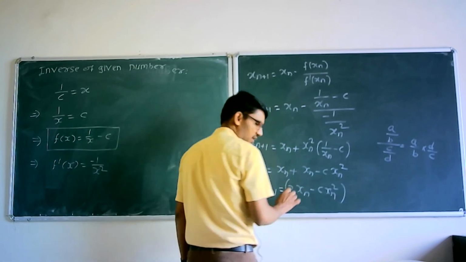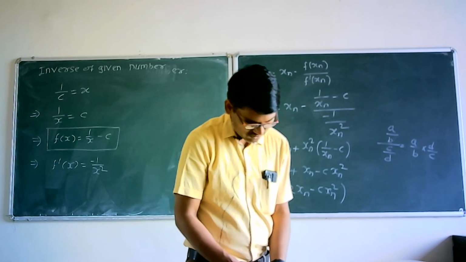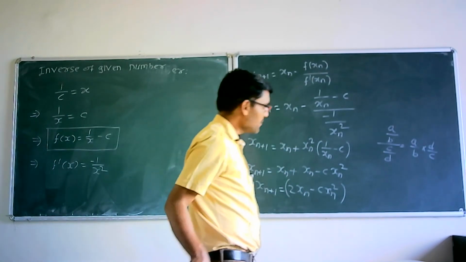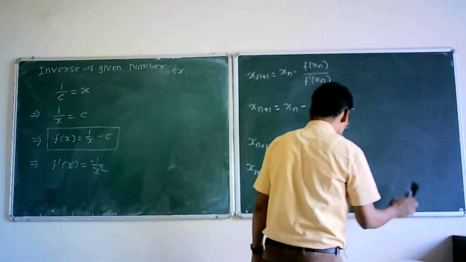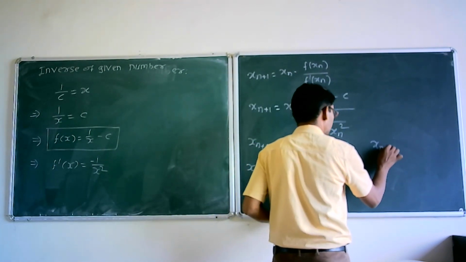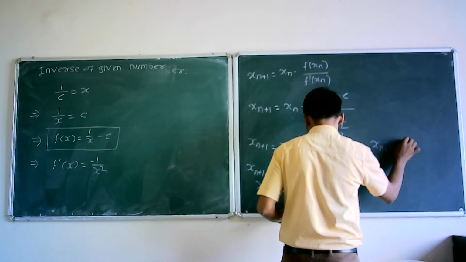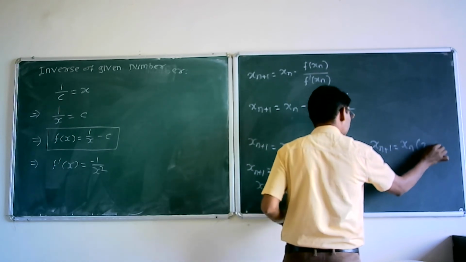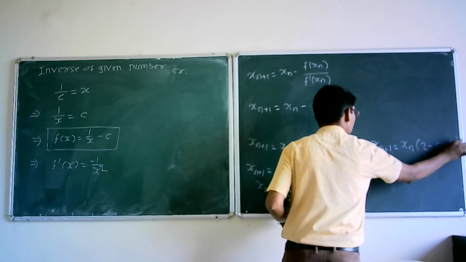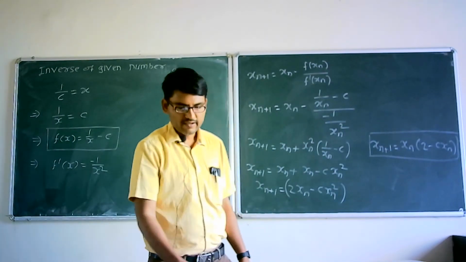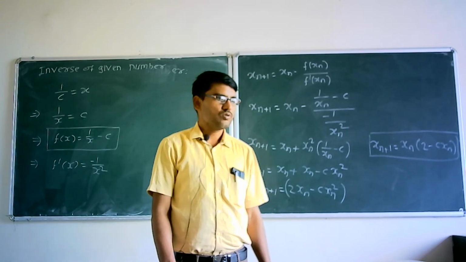So this is the formula to find an inverse of any given number. Or if you simplify this, putting this x_n outside, you will get x_{n+1} is equal to x_n into 2 minus c x_n. Okay, so this is the formula to find an inverse of any given number.